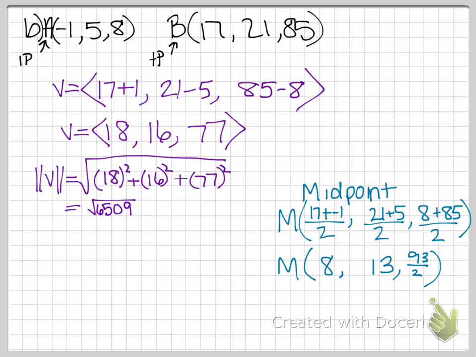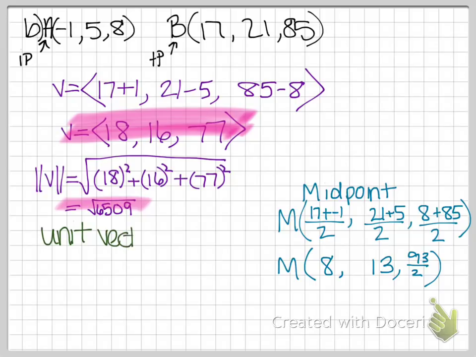Okay, so let's find the unit vector on the next one. Once again, the hard work is already done because we've got our vector and we've got our magnitude already. So if we want to find our unit vector, I'm going to take 1 over my magnitude, so the square root of 6,509, times my vector, which is 18, 16, 77.